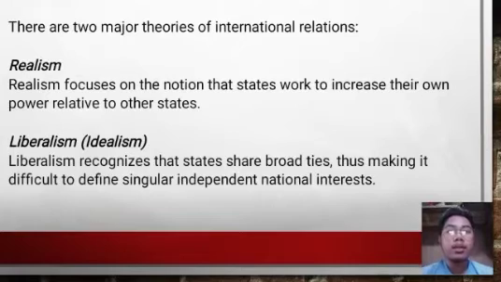Liberalism, or idealism, recognizes that states share broad ties, thus making it difficult to define singular, independent national interests. Liberalism in international relations, therefore, involves the decreased use of military power. The theory of liberalism saw its first strong post-World War II emergence in the 1970s, with increasing globalization, communications technology, and international trade.